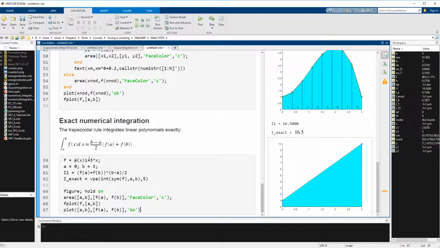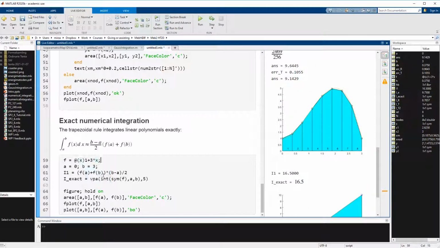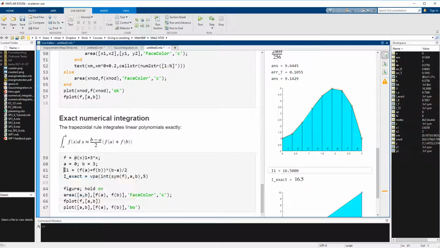So I have this function here. It's a linear function, 1 plus 3 times x, nothing really special. I'm integrating this from a equal to 0 to b equal to 3, and my trapezoidal rule states that I get this integral here, I1. That's my trapezoidal, so 16.5 here. All right, so is it true?